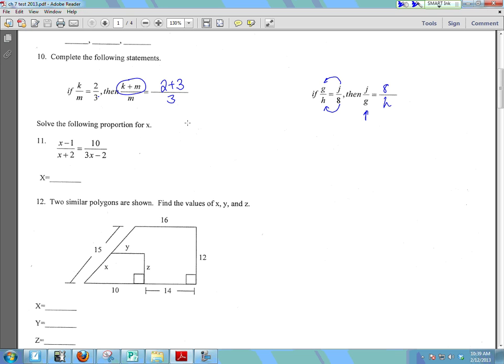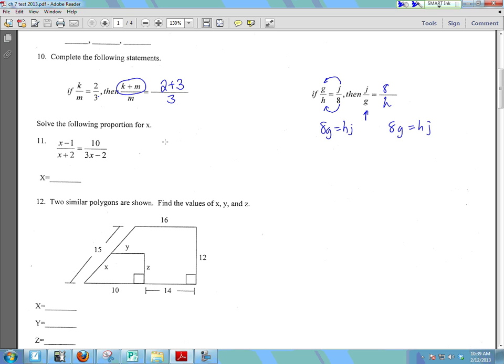If these are our properties of proportions, if I cross multiply here, I should get 8g equals hj. Well, over here, do I still get 8g is equal to hj? So I know that because I alter this proportion to get this, my cross product should still be equal.